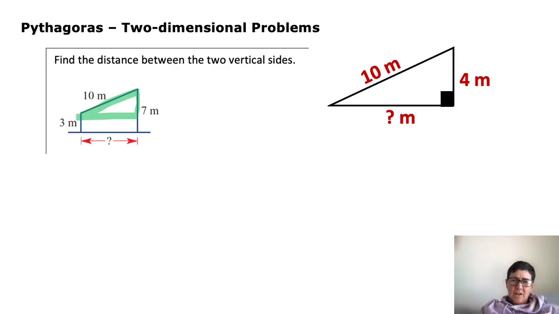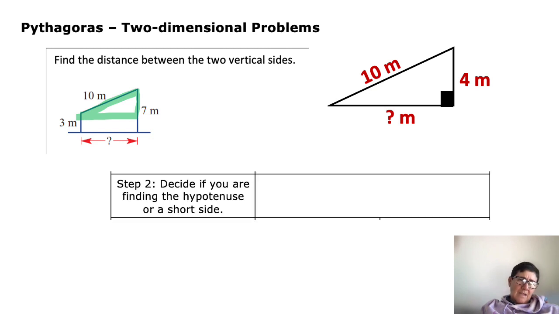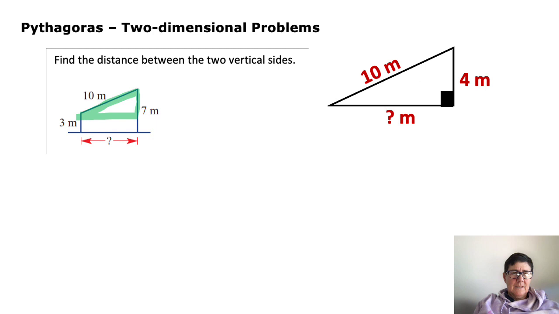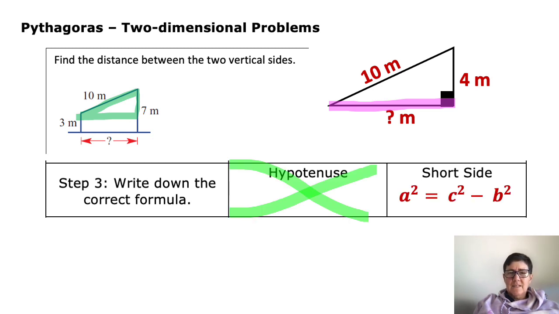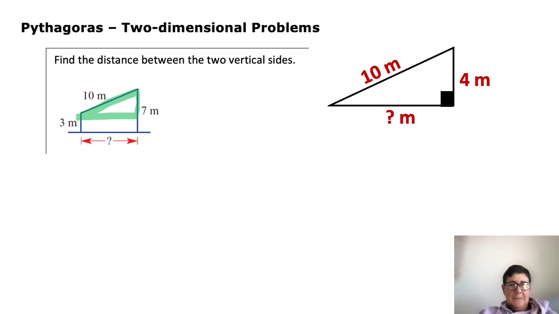Okay, now we've got our triangle. So step 2, we've got to decide, are we finding a hypotenuse or short side? So this one's touching here, so it must be a short side. So we're looking for the short side. Righto. So we've got our triangle. We've decided we're looking for a short side. Let's cross out the hypotenuse and put in the right formula. A squared equals C squared minus B squared. And now we're ready to finish off and solve the problem.